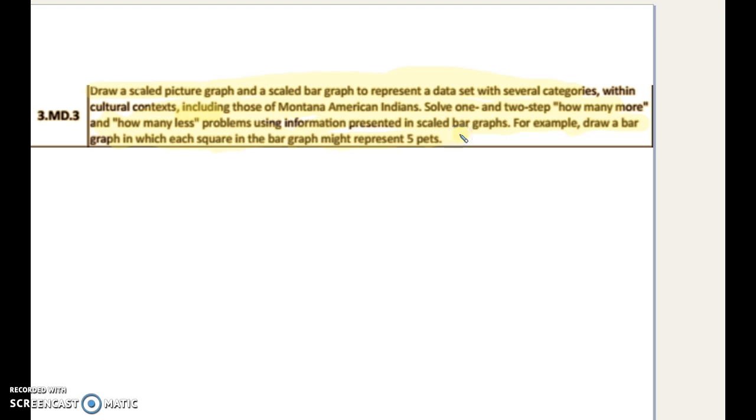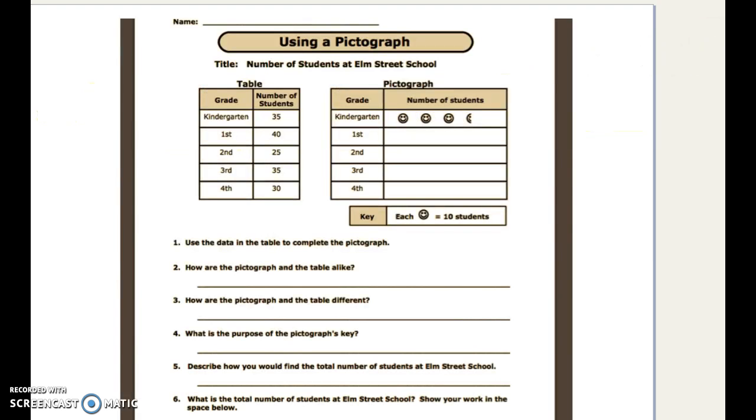Okay, so that seems a little bit complicated, but we're going to go on here. It's not that difficult, really. Just as in fancy teacher terms. Okay, so we're just going to practice using a pictograph, and we need to get so good at this that you can start to create your own pictographs.